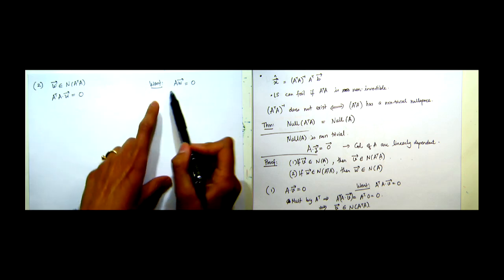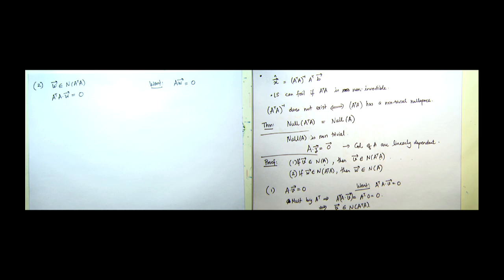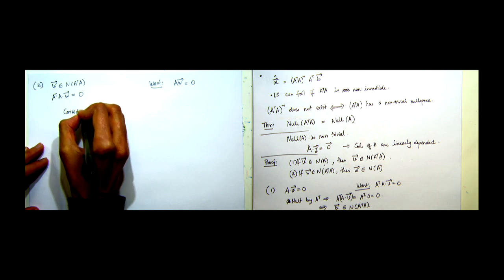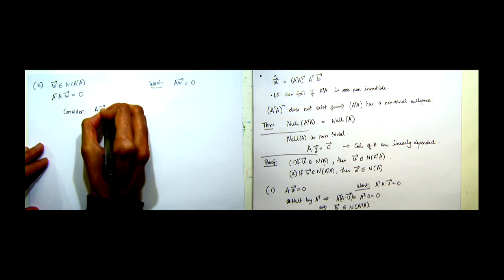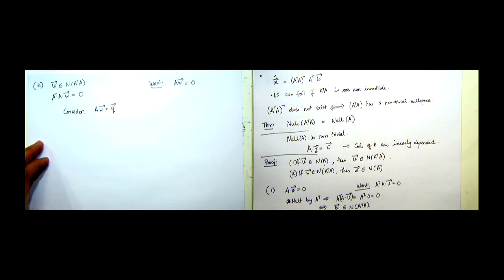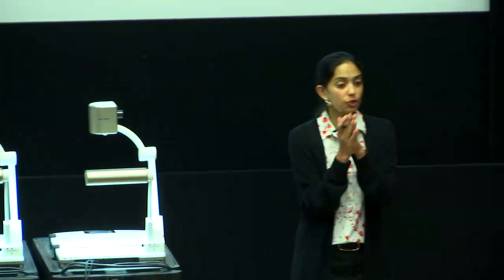But here what I'm going to do is look at this quantity and try to start playing with it. So say, consider A times W is equal to some vector Q. Let's call whatever A times W is, Q. What I really want is for Q to be 0. I don't know that yet, but I really want it to be 0. So I'm going to start exploring this Q vector. What is one thing that I know if Q was 0?